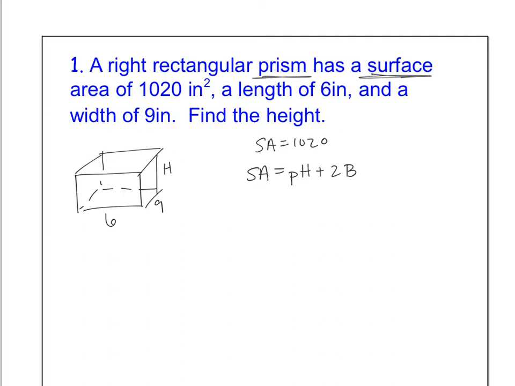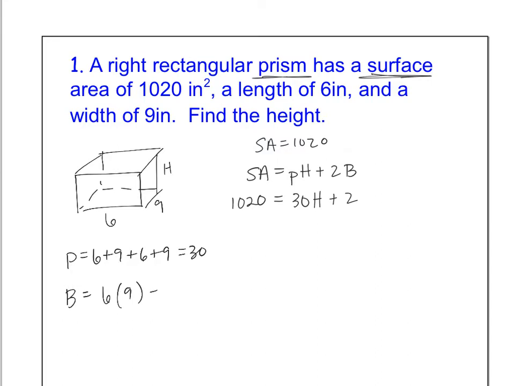Do we know the surface area? Yes, 1,020. Do we know the perimeter of the base? Yes, it's 6 plus 9 plus 6 plus 9, which is 30. Do we know the height? No. And then we have a 2, and then we have base area, which is 6 times 9, which is 54. So we put the 54 in here, and then we solve.